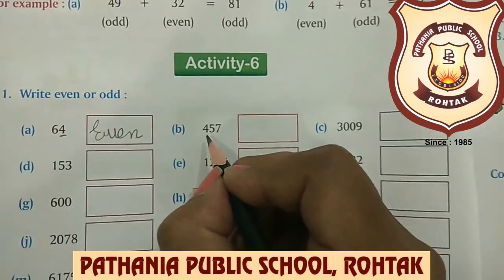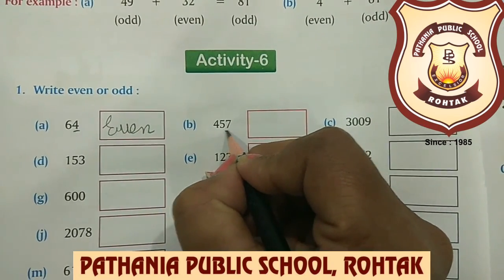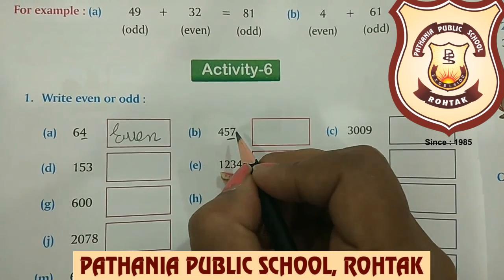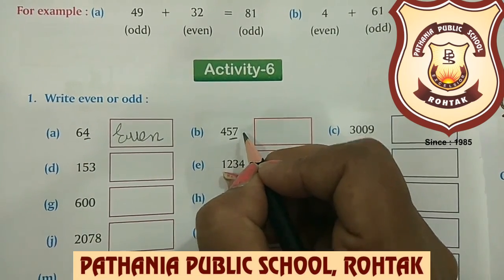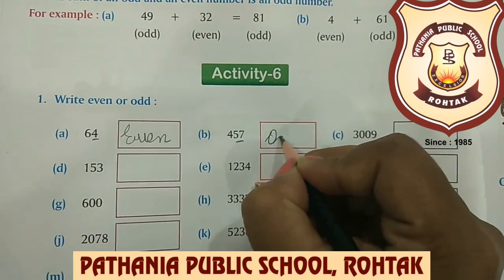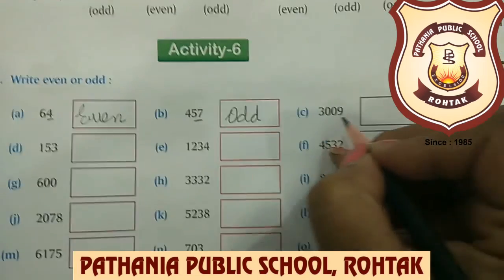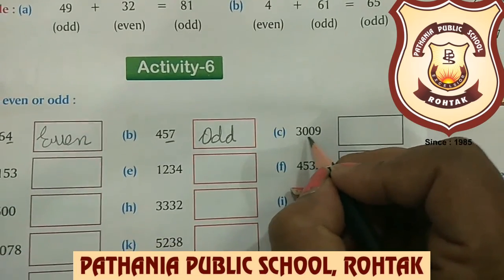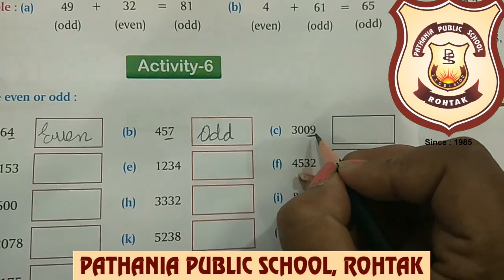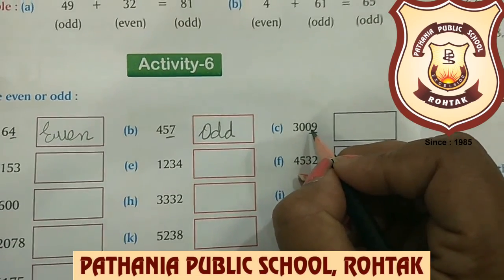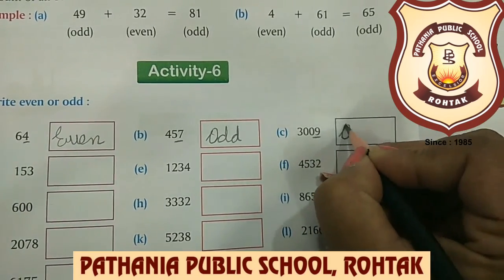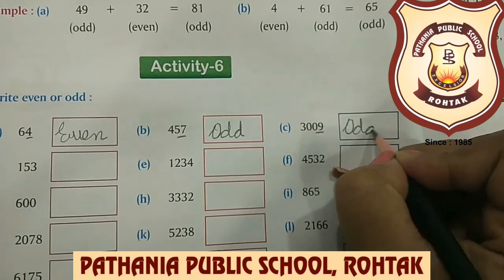Now here in 457, again look at the ones place digit. The ones place digit is 7. Is 7 an odd digit or an even digit? Yes, odd. So the number is also odd. Now again in 3009, which is the ones place digit? 9. And now check if 9 is an odd digit or an even digit. Yes, it is an odd digit, so the number is also odd.